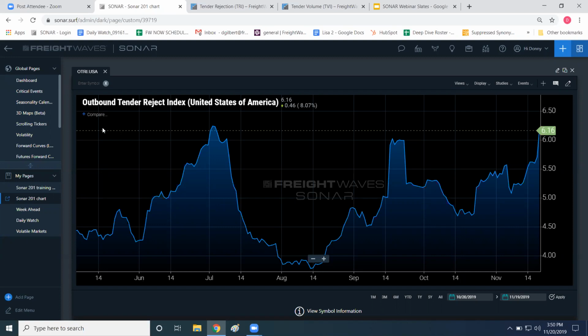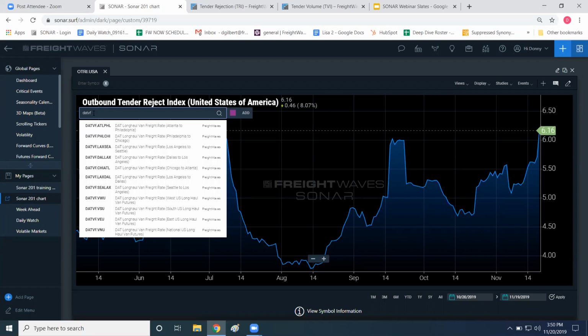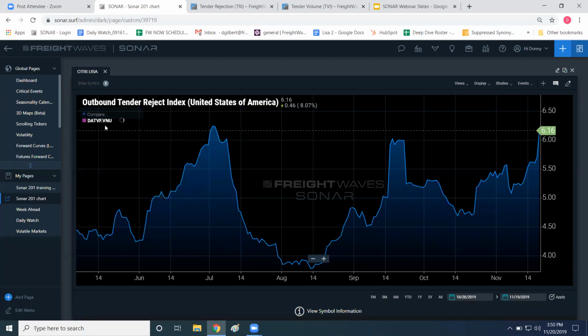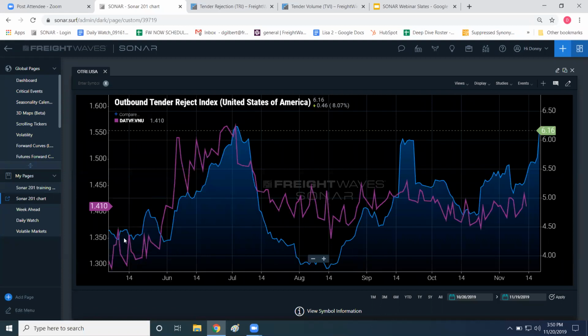I want to compare this to DAT VF.VNQ. What I brought up here in the purple line is the long haul average rate that's posted by DAT. I want to back out to about a year here.